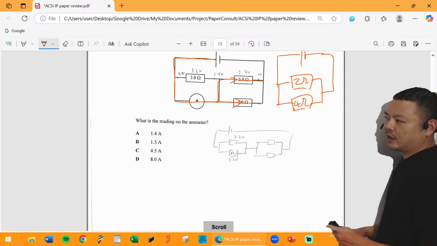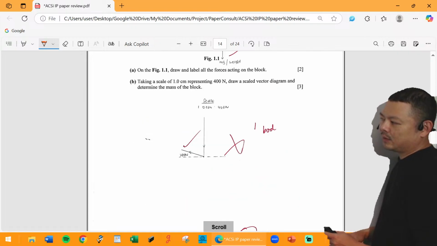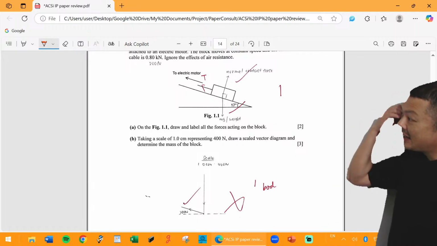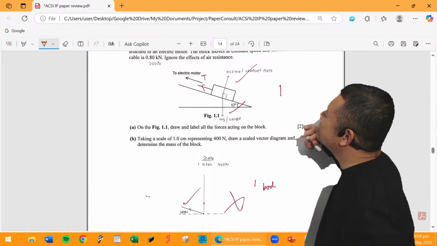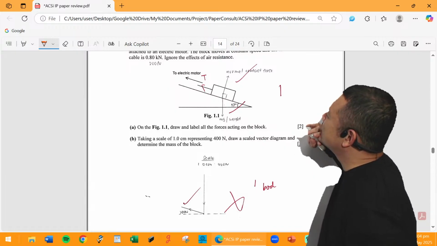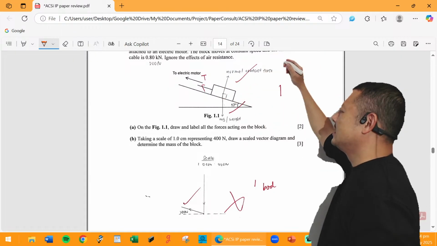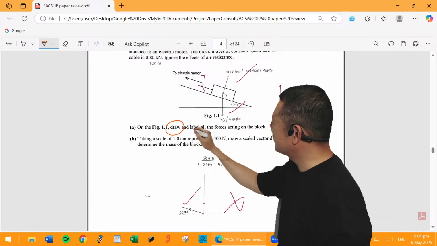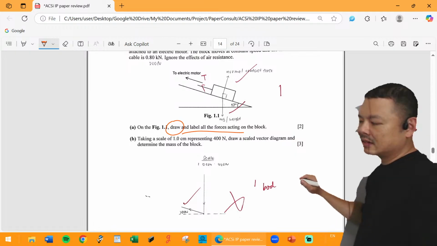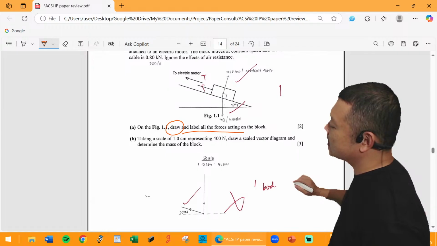Can I move on? Okay, question 1. Wow, Piang eh. What the pong is this? What did you make a mistake on? You forgot to draw the T. Walao, draw and label all the forces. Why you never draw the T? Sorry, Kobe, what?